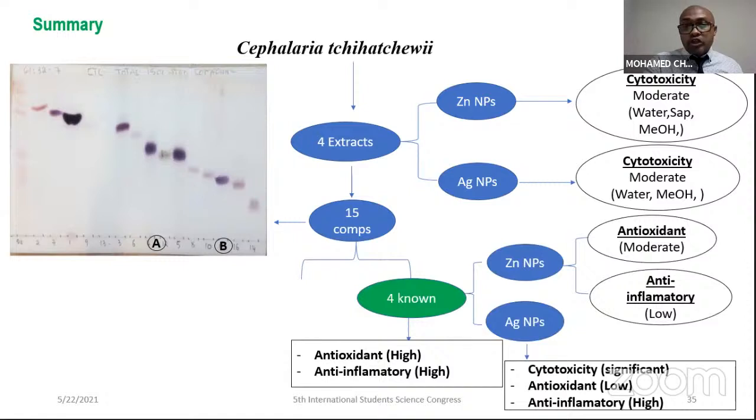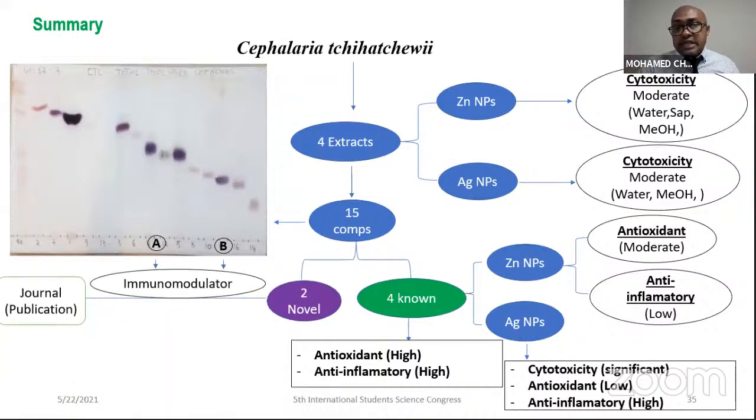For the 4 known compounds, I took 1 saponin, 1 iridoid, 1 methyl glycoside, and 1 flavonoid, and made zinc nanoparticles and silver nanoparticles. The zinc nanoparticle of the pure compound gave a moderate antioxidant and a low anti-inflammatory activity, while the silver nanoparticle of the compound gave a significant cytotoxicity, low antioxidant activity, and a high anti-inflammatory activity. The pure compound itself has a high antioxidant activity and a high anti-inflammatory activity.